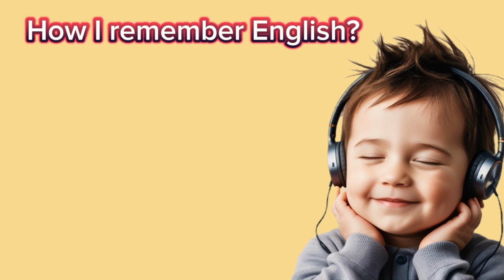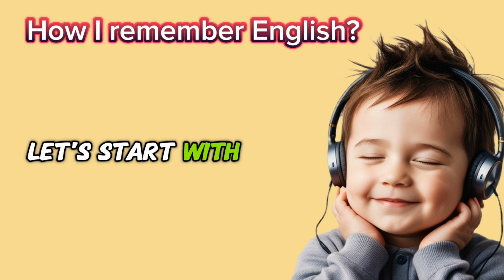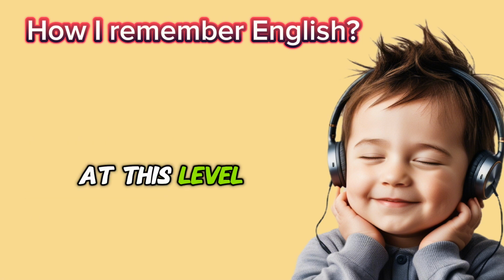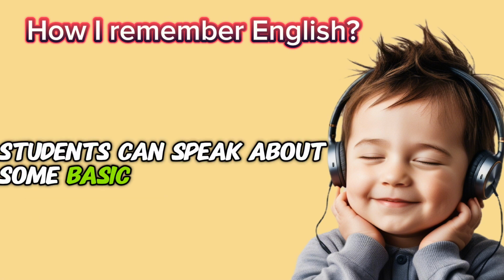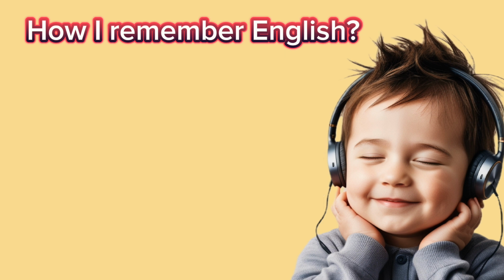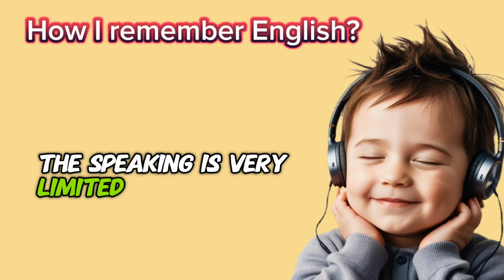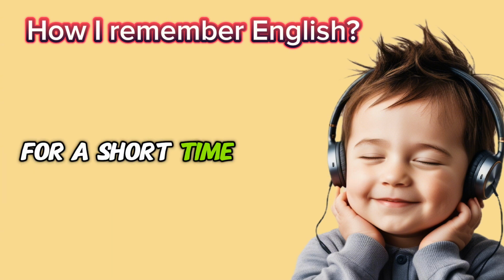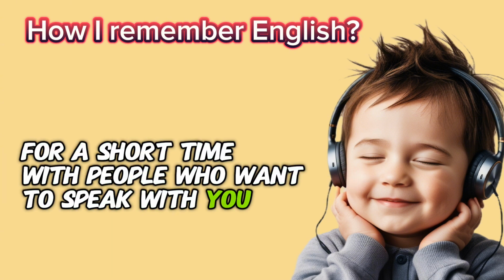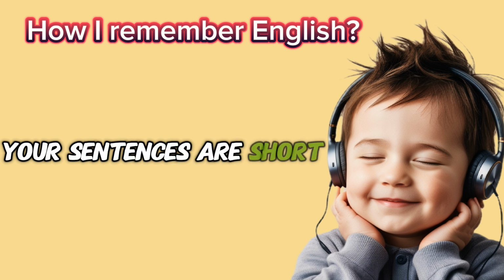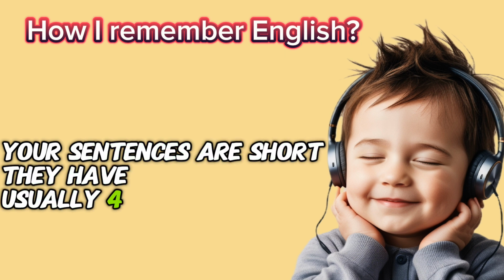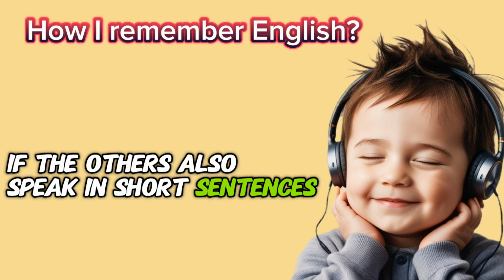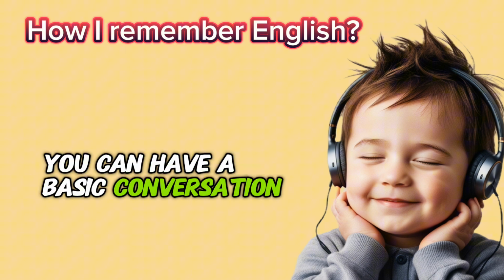Today we will speak about different levels of English and what you should be able to do at these levels. Let's start with the lowest level of 1,000 words. At this level, students can speak about some basic things from everyday life. The speaking is very limited, but it is already possible to communicate slowly for a short time with people who want to speak with you. Your sentences are short. They have usually 4 words. If the others also speak in short sentences, you can have a basic conversation.